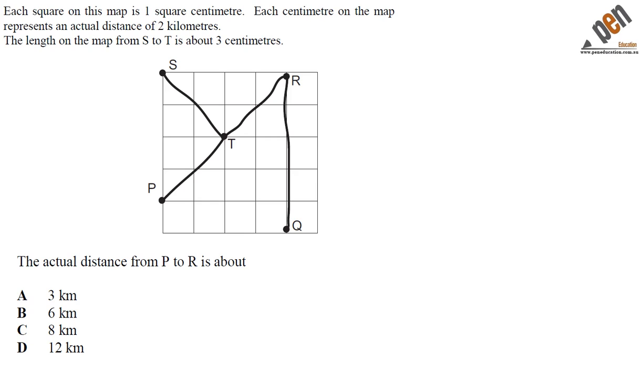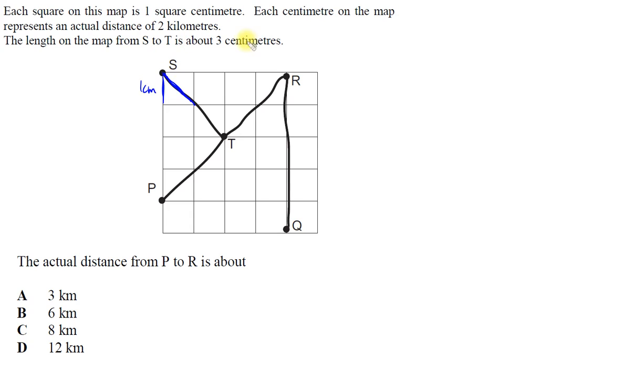Now, looking at this, we know that each of these sides is 1 centimetre. But what about this diagonal length here? This diagonal, we don't actually know what the length of that is. It's not 1 centimetre, but it's actually the diagonal of that. Now the way we work that out is we use our knowledge.